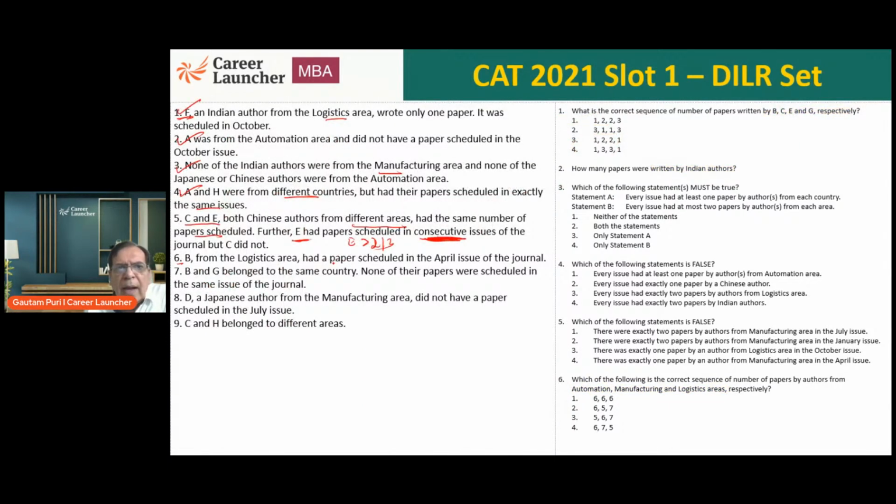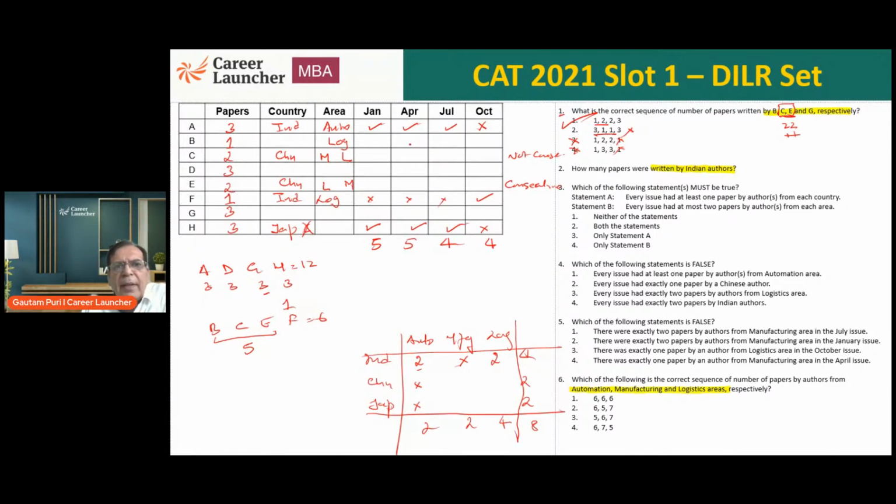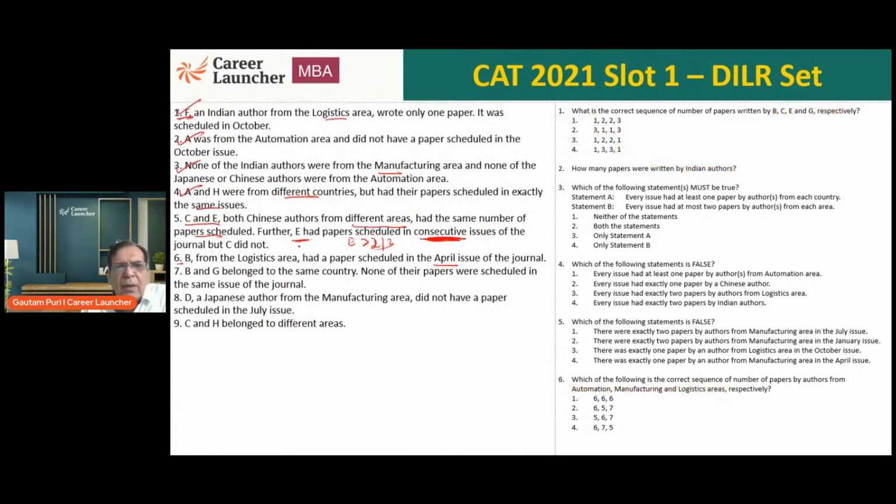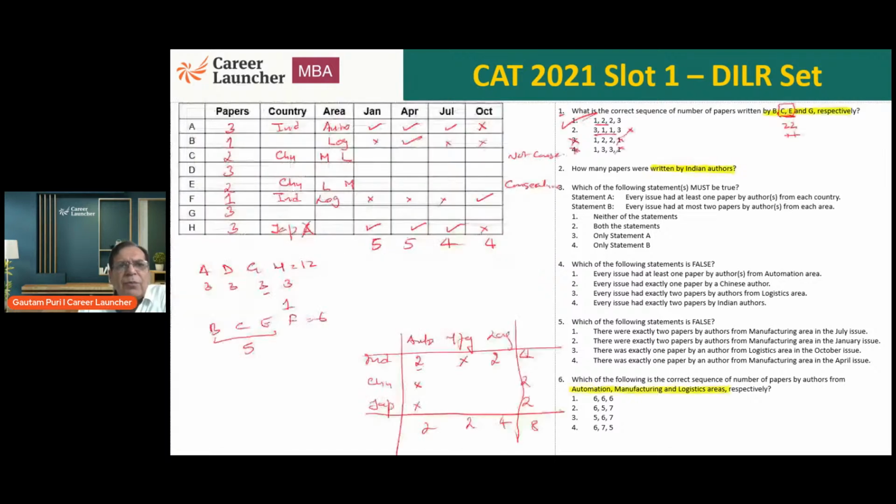Chalo. Had a paper scheduled in the April issue, B is from logistics. A paper in the April issue. In the April issue, how many papers? 1. That means closed out. B is from logistics. Okay. Done. Statement 7. B and G belong to the same country. B and G, same country.